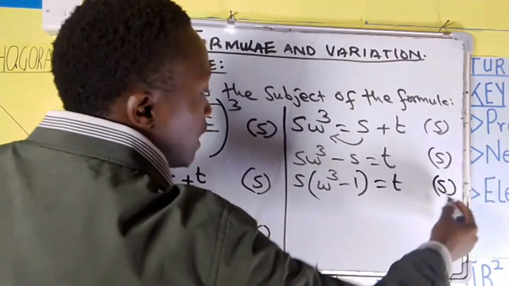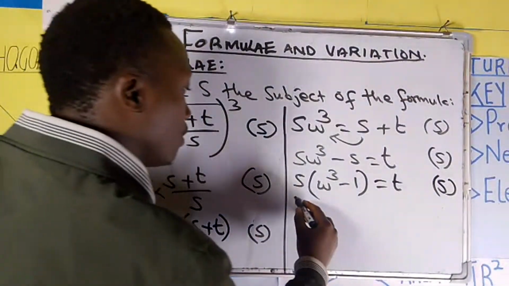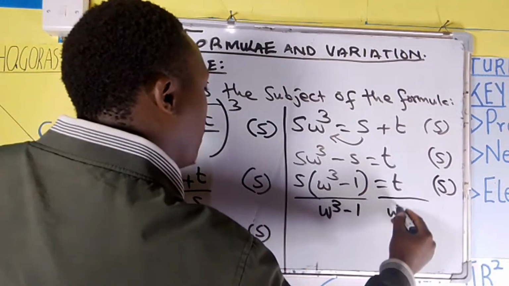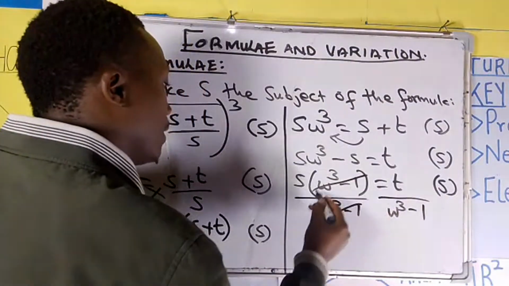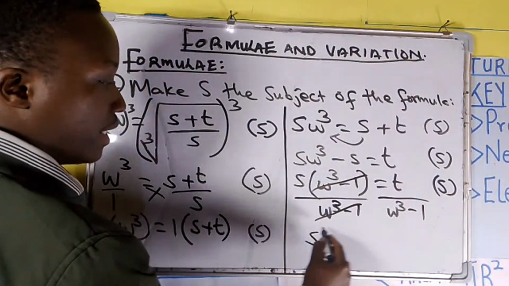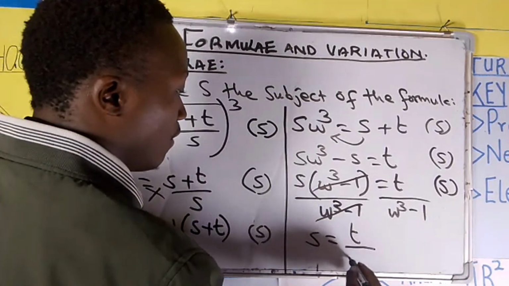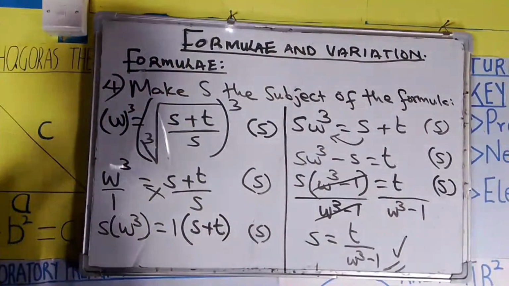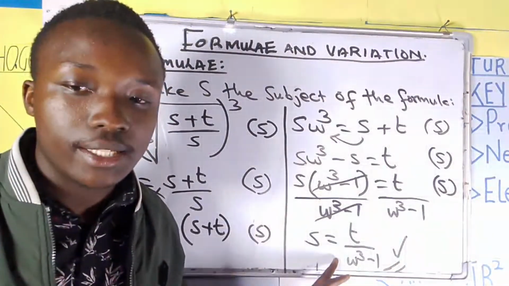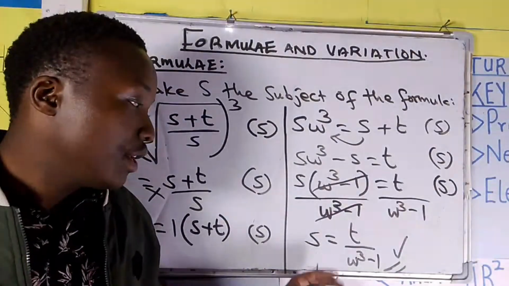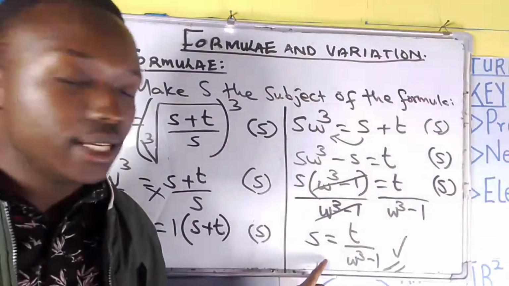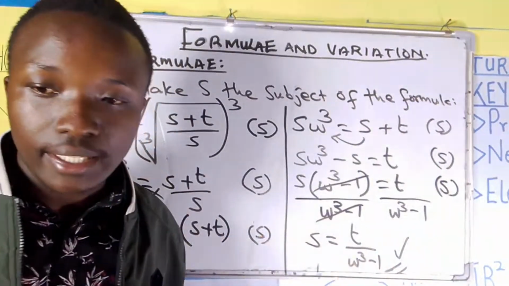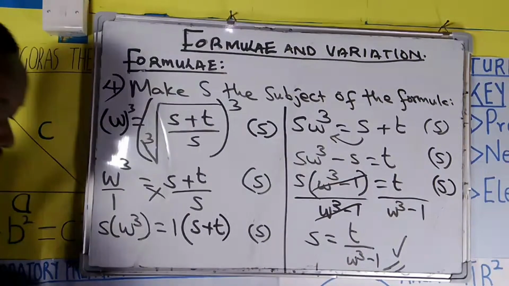Since we want to make S the subject, we divide both sides by W cubed minus 1. When we cancel that and that, we will be left with S is equal to T over W cubed minus 1. And this is going to be our final answer. If you can see this clearly, you will note that on the other side of the equal sign there is no S. S is only on the left hand side.